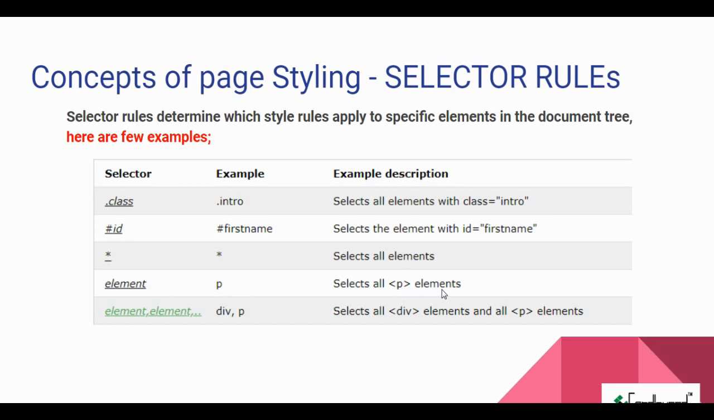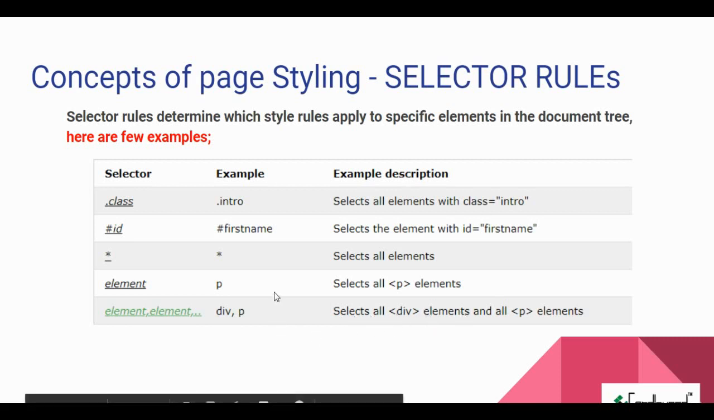Now if you want to style more than one element, what you simply have to do is list all the selectors you want to style, and then separate them with commas, like what we have here. This is saying that we are going to select all the divs and all the paragraph elements, and then style them accordingly. So let's move over to the next stage.